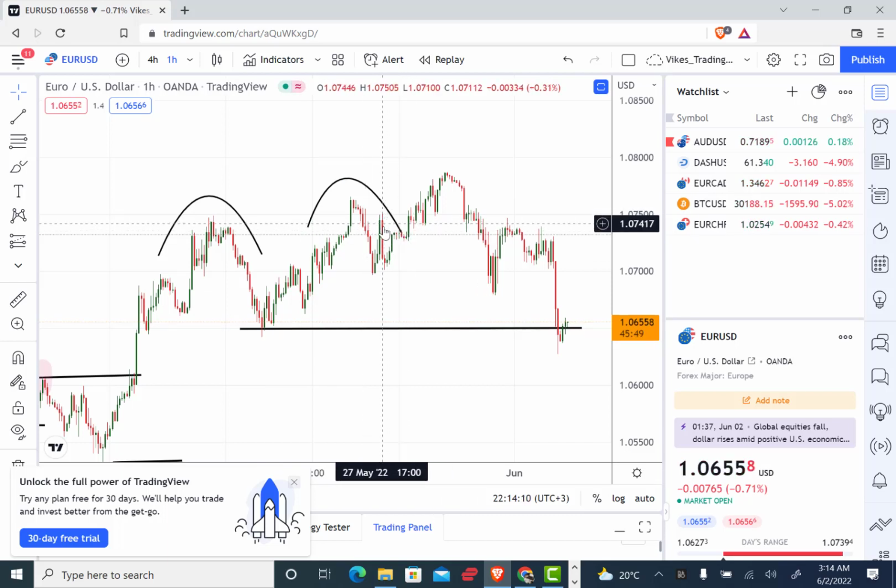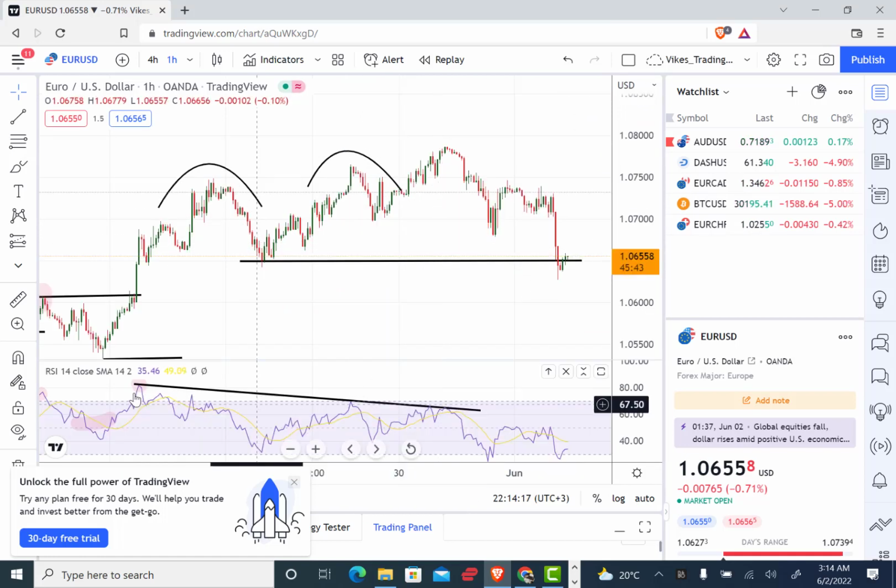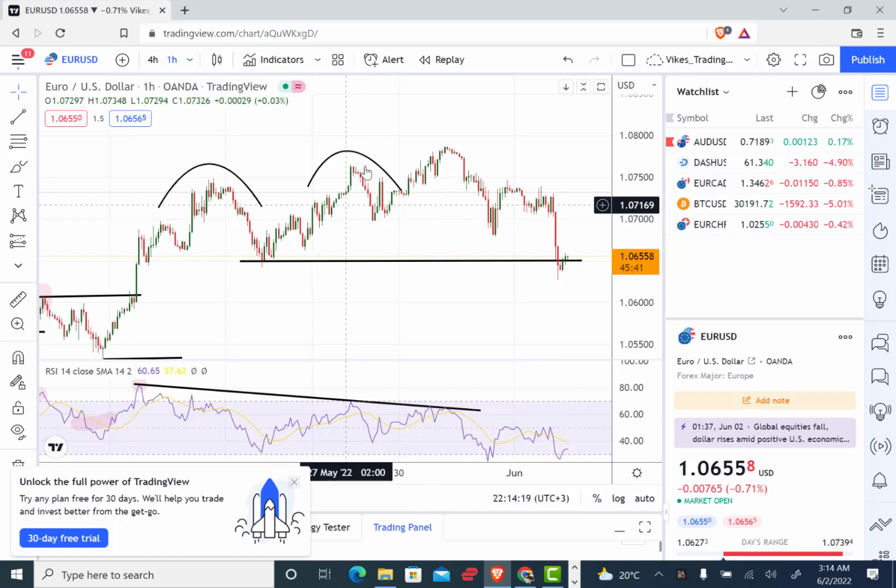So obviously my entry was around this place. My stop loss, I did analyze it as you can see, as an M pattern, a reversal pattern. Obviously my stop loss was above the OB that I was using for entry. My target was at break even.